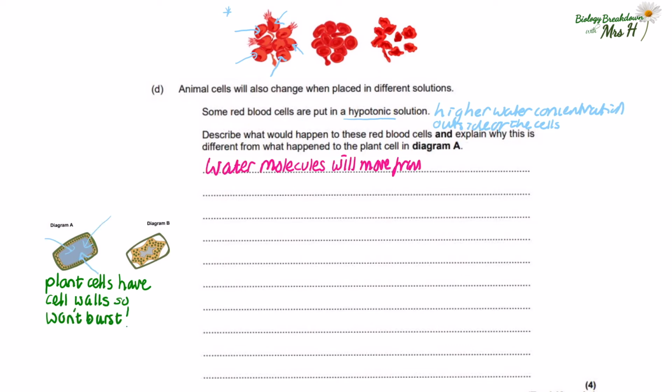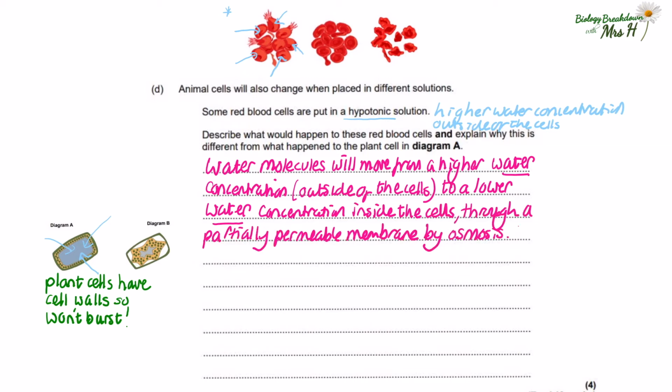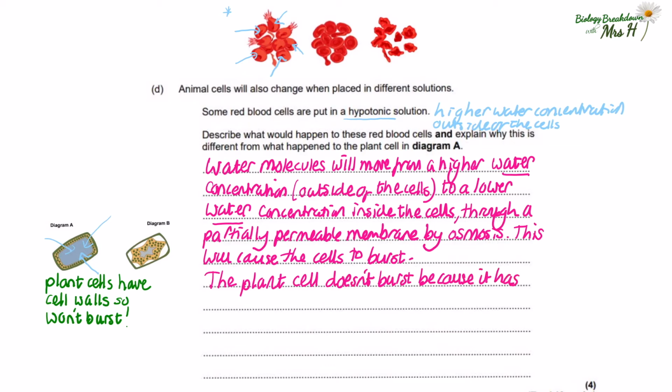Water molecules will move from a higher water concentration outside of the cells to a lower water concentration inside the cells through a partially permeable membrane by osmosis, and this will cause the cells to burst. The plant cell doesn't burst because it has a cell wall.